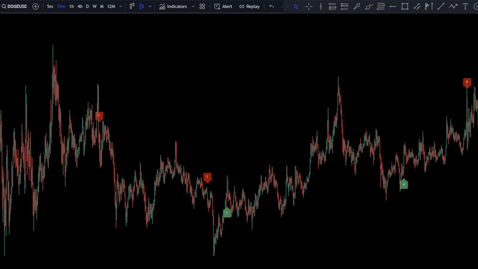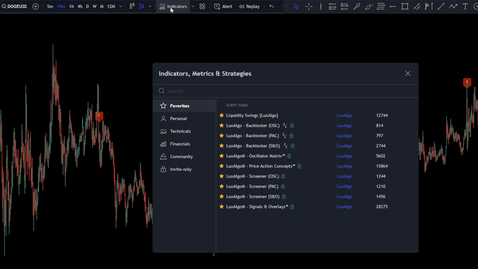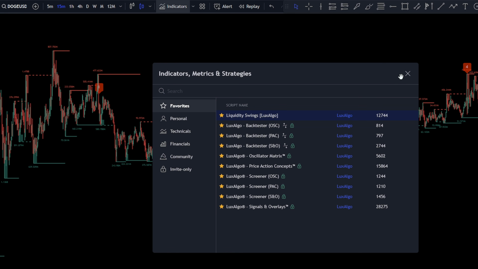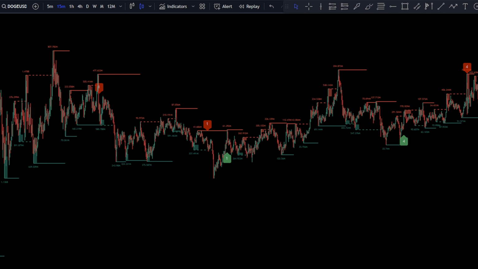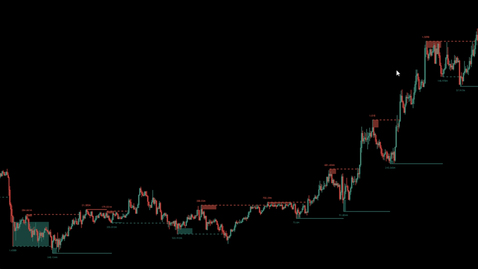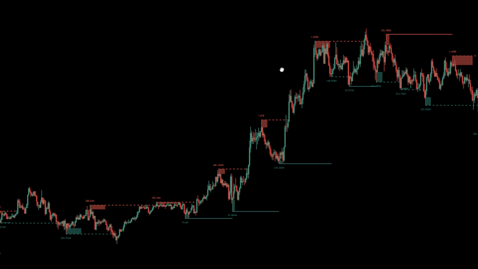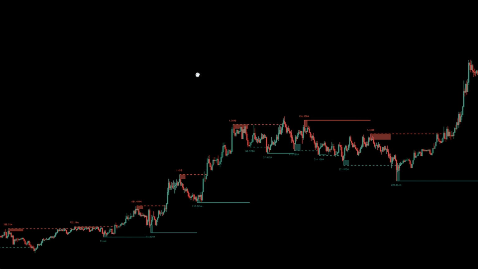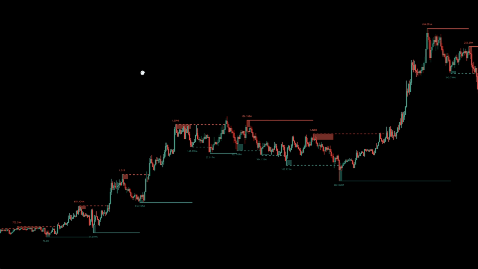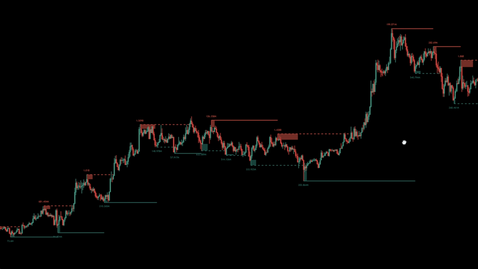Now, let's add another indicator to our chart. Click on Indicators, search for Liquidity Swings, and select it. We'll keep the settings as they are. Let me explain how this indicator works and what we're seeing on the chart. The Liquidity Swings indicator by LuxAlgo highlights key swing areas on the chart where there's been a lot of trading activity. These zones often act as support or resistance, giving us clues about where price might react in the future.